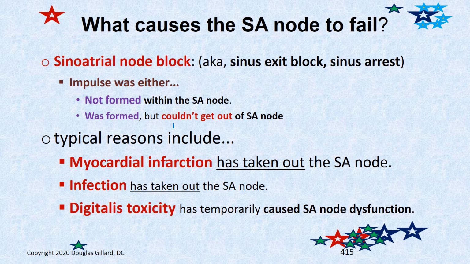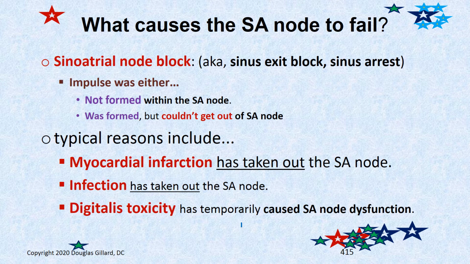Another one is the capsule around the SA node has become non-conductive. Maybe it's scarred up from a heart attack or an infection. But for whatever the reason, the SA node makes the impulse on time, but it can't get out of the capsule around the SA node. So in both of these conditions, there's no signal coming out of the SA node. Typical reasons include a myocardial infarction, an infection that have both taken out or attacked the SA node.